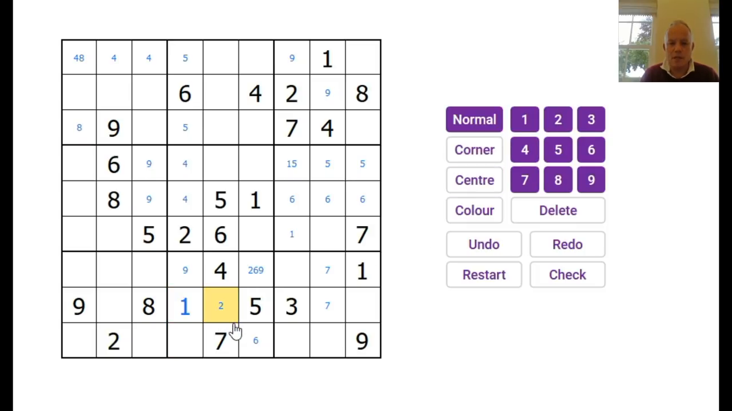And this one, again, 3 and 8 are pointing to this. This now becomes a naked single, and that's a 2. So 2 is in one of those cells in the top box, and 1 in one of those. It really helps.